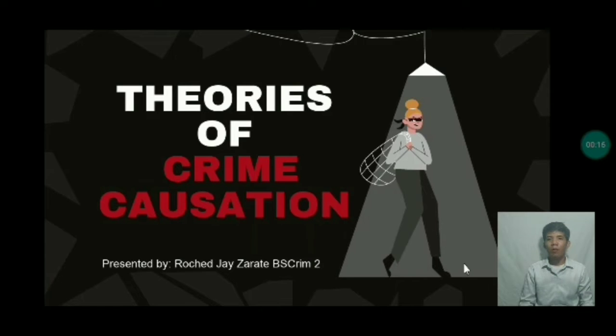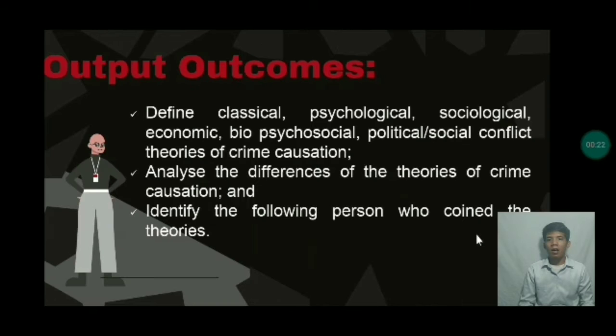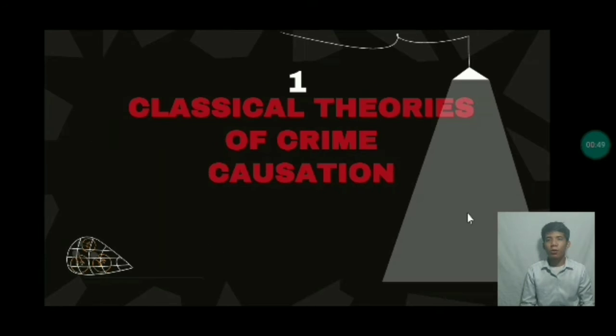Today, I am going to discuss and explain the theories of crime causation. At today's discussion, we have learning outcomes. At the end of this activity, we should be able to define classical, psychological, sociological, economic, biopsychosocial, political, or social conflict theories of crime causation, analyze the difference of the theories of crime causation, and identify the person who coined the theories. So, the first theory is about classical theories of crime causation.